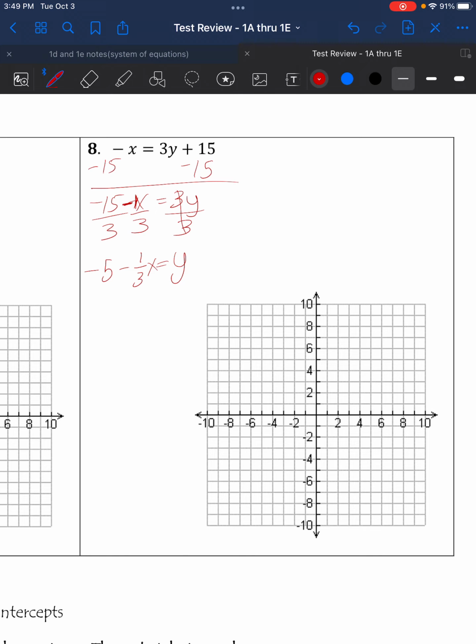So my y-intercept is negative 5. My slope is down 1, right 3. It's a negative slope, so it should be going down from left to right. In other words, you can go up 1, left 3, if you for some reason ran out of room.